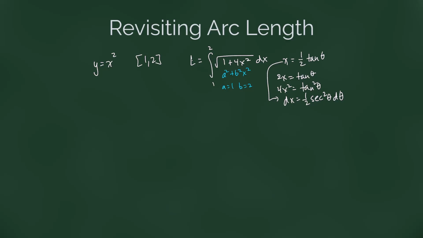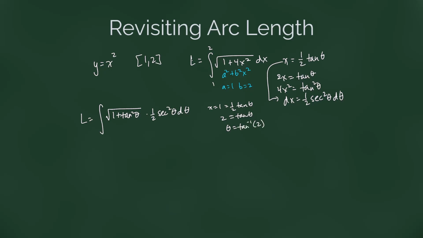So we'll re-express our integral, our length, in terms of theta now. We're going to get the square root of 1 plus the tangent squared of theta, and then we have times 1/2 the secant squared of theta d theta. Let's investigate what happens when we try to switch our limits. When we start off with x equals 1, that means that 1 is half the tangent of theta. Multiplying this out, we get 2 is equal to the tangent of theta, which makes theta equal to the inverse tangent of 2.